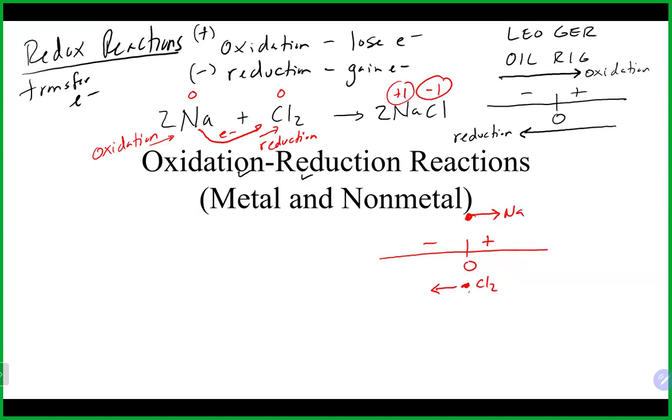Question on that there. That works also really well if you maybe have the same metal on each side. So for example, let's say I had iron with a +3 on the left-hand side of the arrow and an iron with a +2 on the right-hand side of the arrow. Is this iron being oxidized or is it being reduced? So take a moment and think about it.